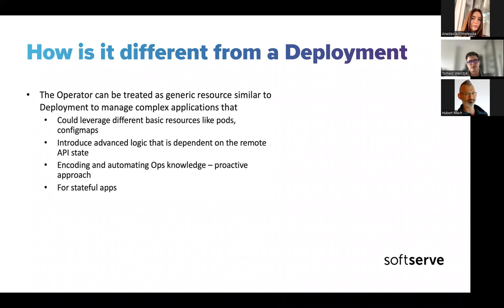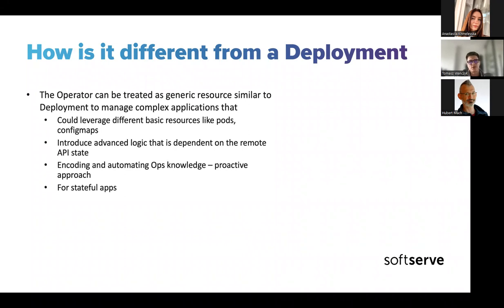But going back to this topic, Kubernetes operators help in managing complex applications that leverage different basic resources like pods, config maps. So you can think about it as an application that manages or creates different other basic Kubernetes resources. It includes config maps, pods, as I said, and everything that you can imagine, because basically this is advanced logic that depends on the resources, even third-party resources. So you can manage the state of something that is based on the API in AWS, whatever.